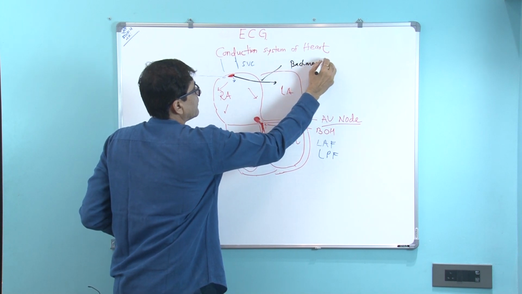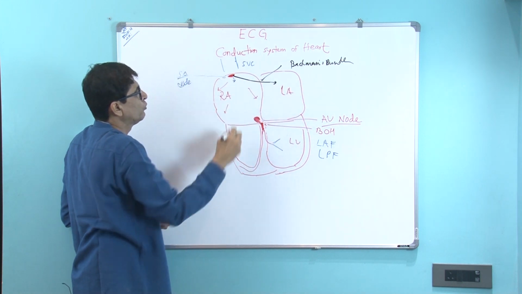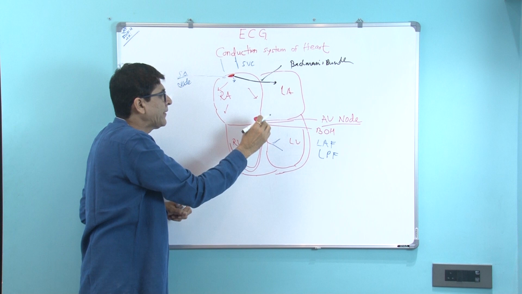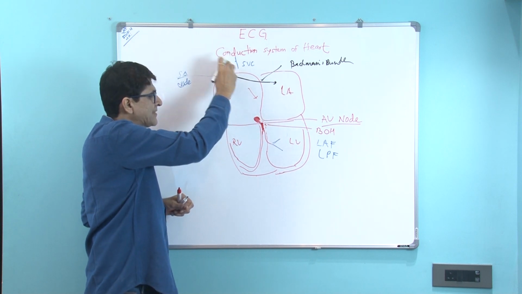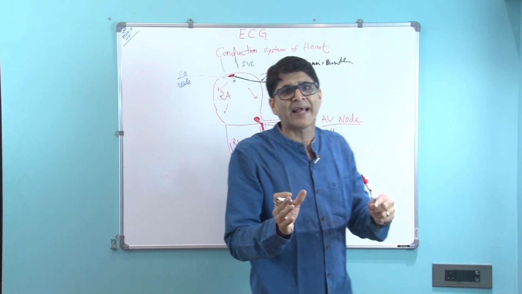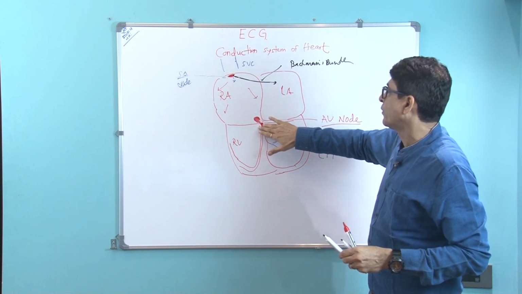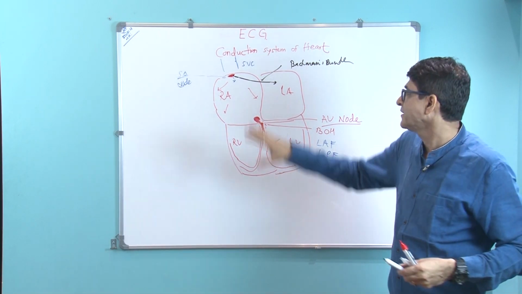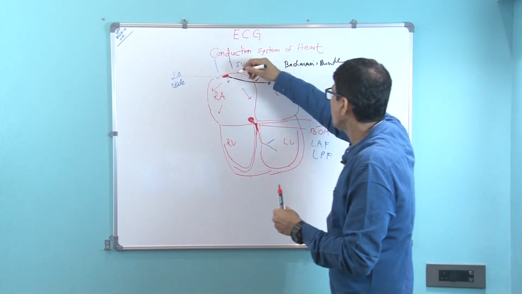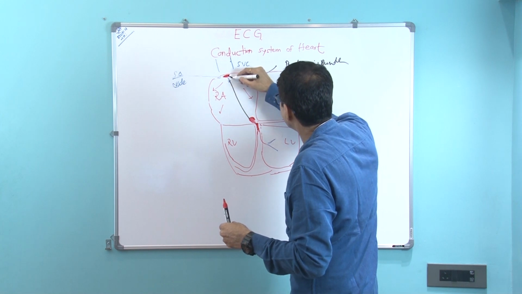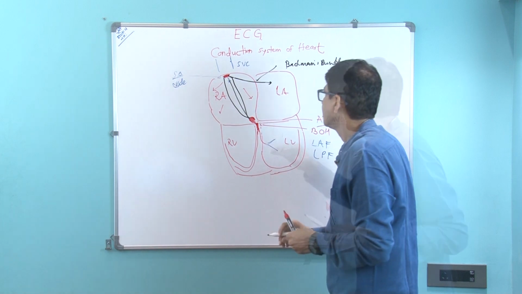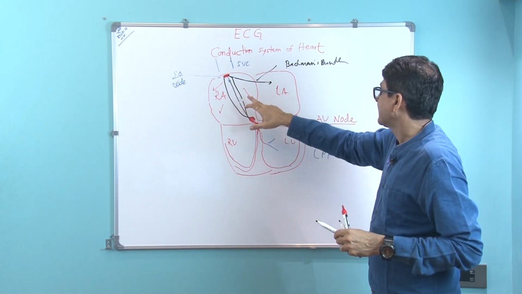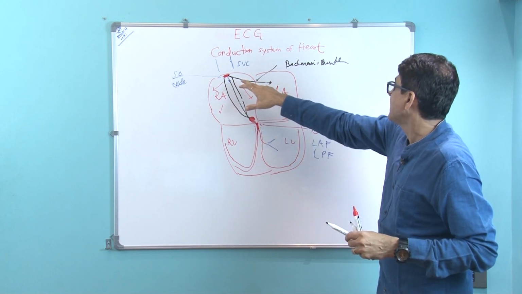This is known as Bachmann's bundle, which goes from right to left. Now there is also a connection between the SA node and the AV node. There are three internodal tracks between the SA and AV node. There has to be a wire, because one cardiac cycle takes less than 1 second, 0.8 second, and the whole thing has to be over. So there are three internodal tracks: anterior, middle and posterior, and this is Bachmann's bundle.